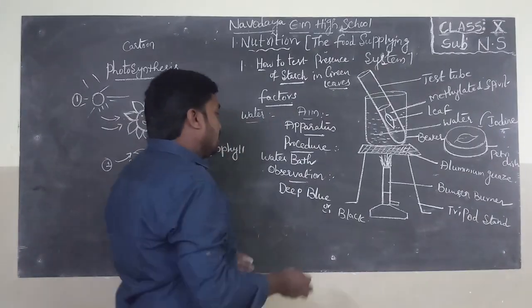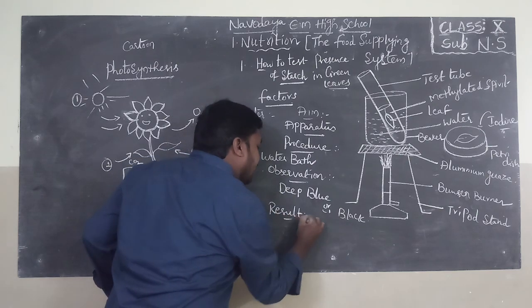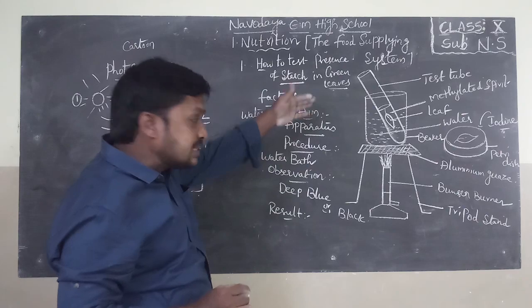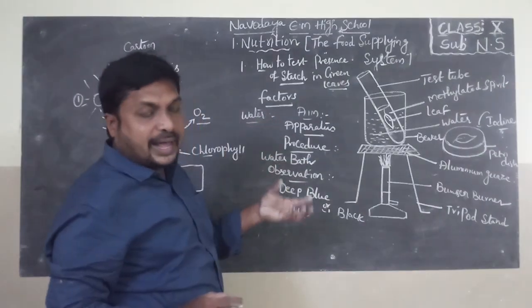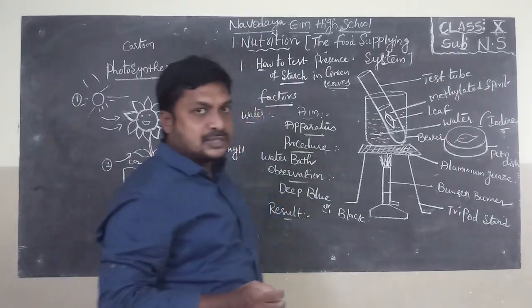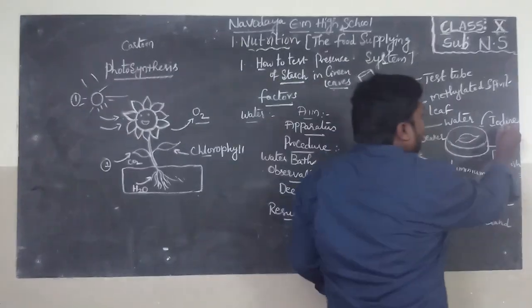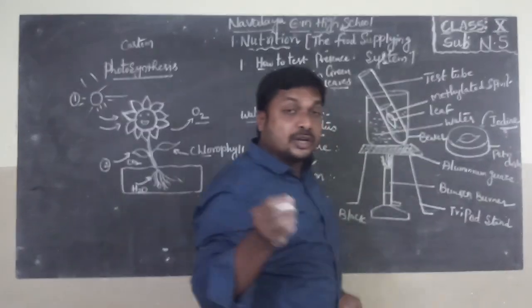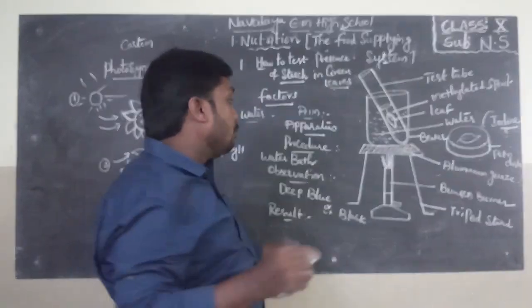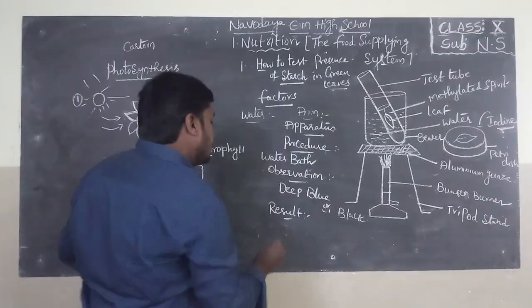After that we can conclude that last reading is result. Based on this activity, I concluded that starch is present in green leaves. After adding of iodine solution, if the leaf turns into deep blue or black, we can say starch is present in the leaf.